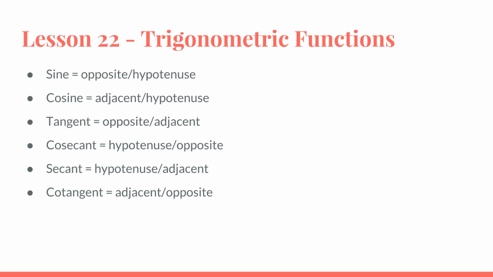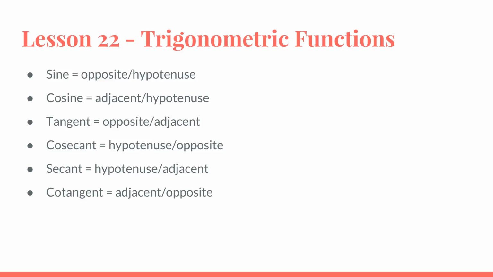Now in Lesson 22, we learn trigonometric functions: sine, cosine, tangent, cosecant, secant, and cotangent. Sine being the opposite over hypotenuse, cosine adjacent over hypotenuse, tangent opposite over adjacent, cosecant hypotenuse over opposite, secant hypotenuse over adjacent, and cotangent is equal to adjacent over opposite.